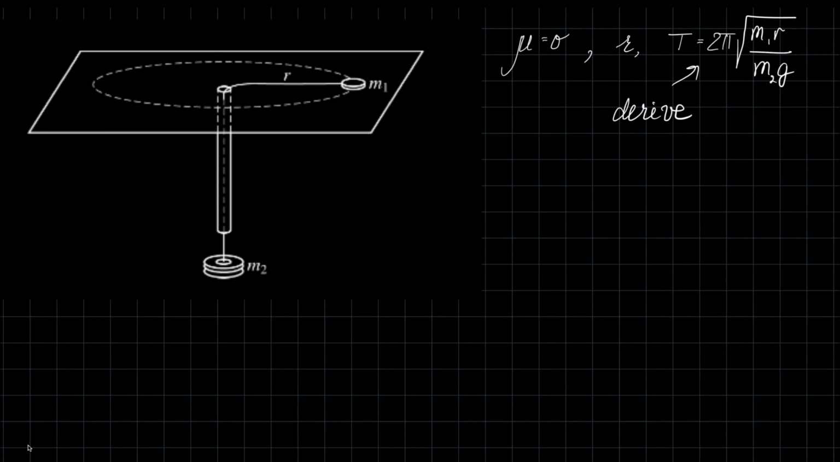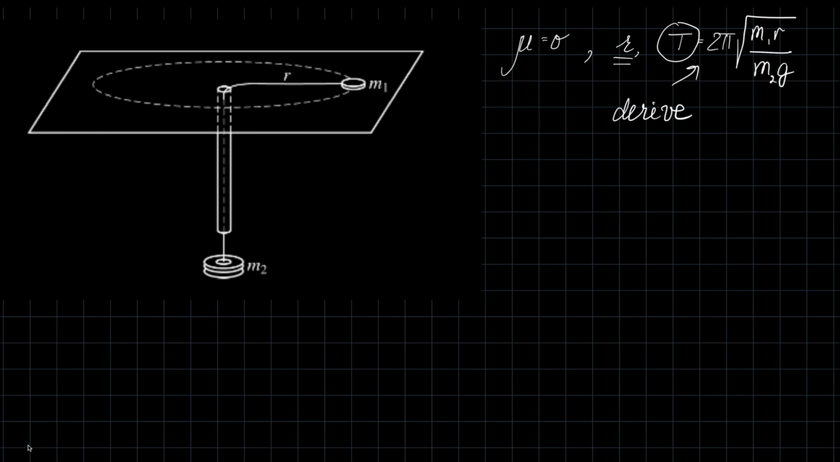This one is for forces and uniform circular motion. We have two weights. One, M1, is on a frictionless surface and it's rotating at a constant speed with a period T and constant radius r. What is keeping it rotating? There is a mass 2 that is hanging off of the string, so they're connected with a string.